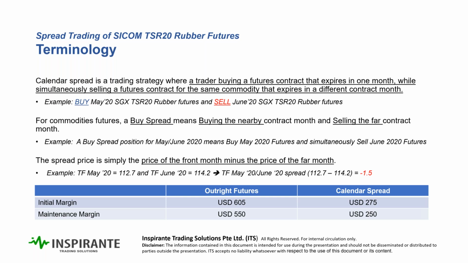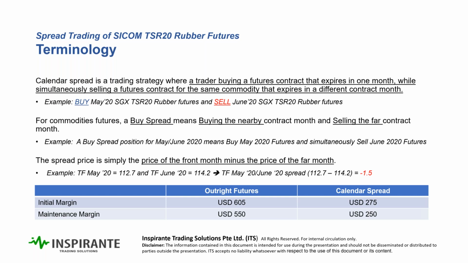So for example, if I say I'm buying the May-June rubber spread, what I'm effectively trying to do here is buy, go long the May futures and short the June futures. So it matches up as a spread with one long and one short. Okay, at the bottom of the slide, you'll be able to see the outright margin versus the calendar margin requirement there, approximately about 1/3, about half for this case.